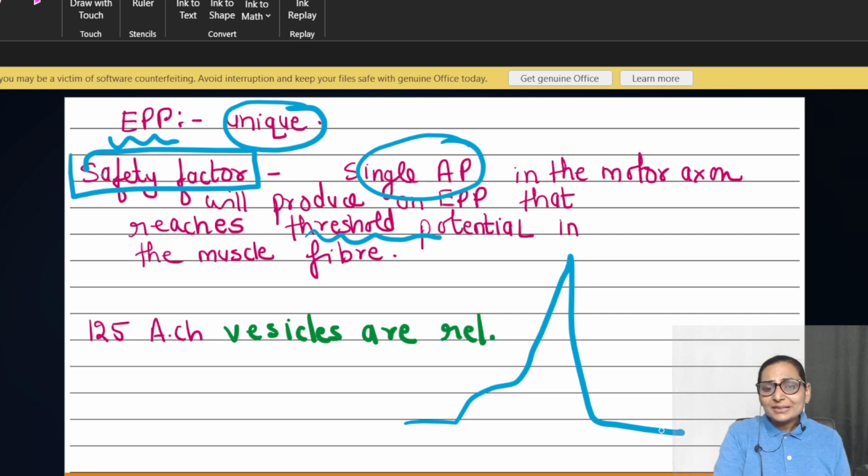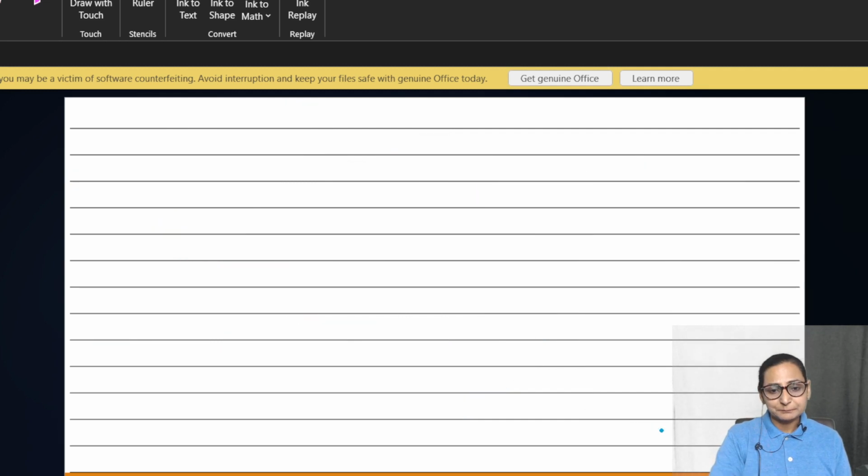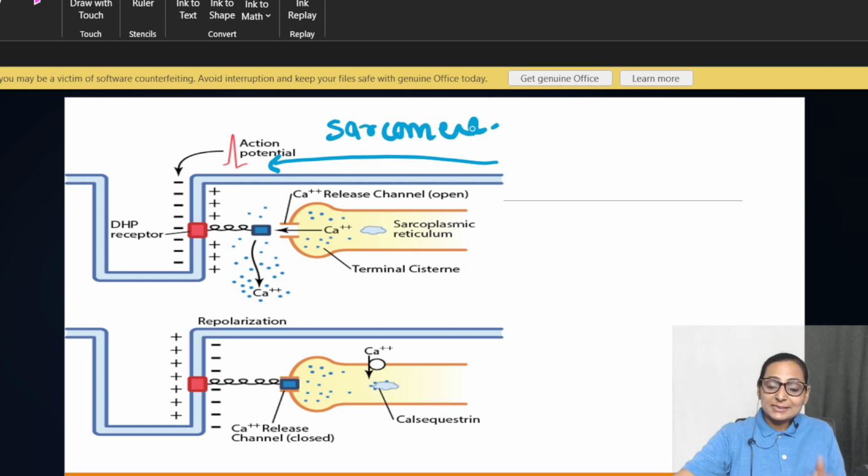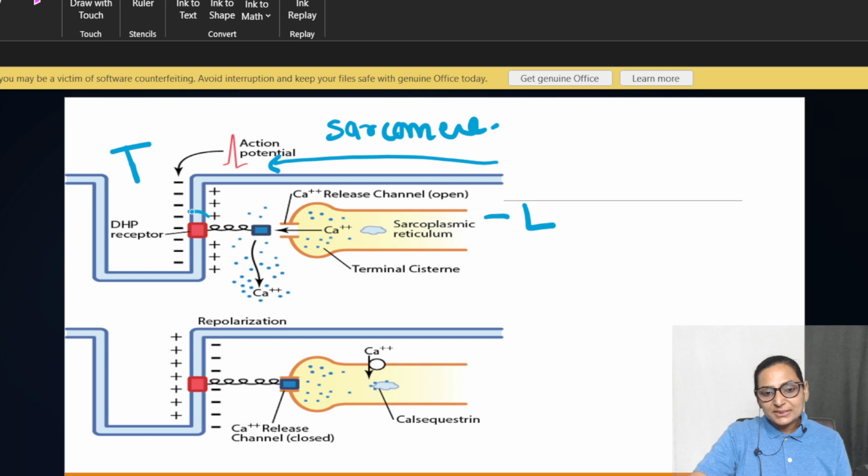Now, why do you need this action potential? Why did you want to develop an action potential at the level of NMJ? See, this action potential from the level of NMJ crosses all the way to the muscle membrane. That is, it crosses across the sarcomere. You know that in skeletal muscles, the sarcomere forms the sarcotubular system, wherein these are the longitudinal L tubules, and these are your transverse T tubules. These transverse T tubules have DHP receptors, that is dihydropyridine receptors.